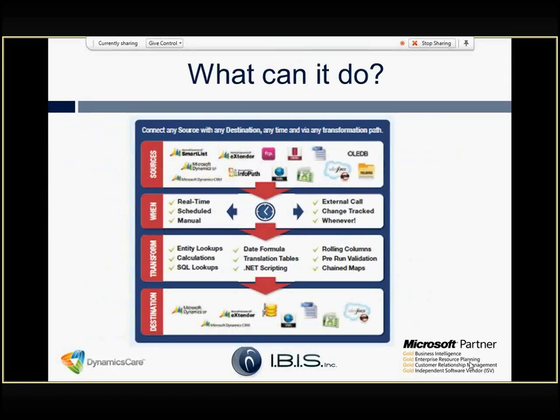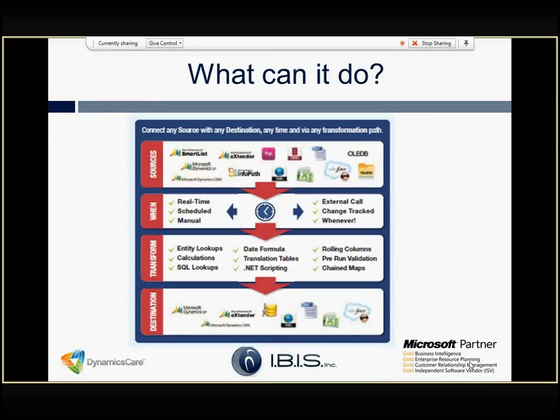So what can it do? As you can see, we have a diagram in front of us that basically is saying that SmartConnect can connect any source with any destination, anytime, via any transformation path. So some of the sources we can use are SmartList, Dynamics GP, Dynamics CRM. You can use Excel files, text files, CSV files. There is a Salesforce link that you can pull data from.